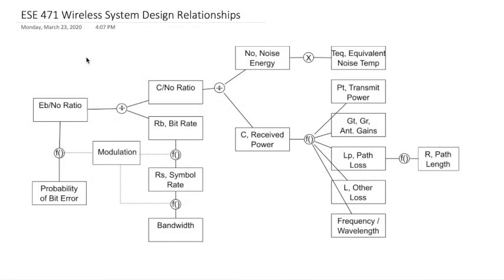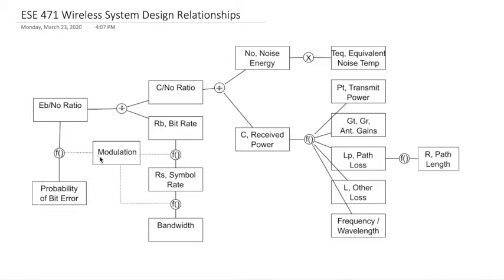This is Neil Patwari. I'm going to talk about a diagram that I've put together that shows how different quantities in the wireless system link budget are related to each other and how we use them to solve problems. On the left-hand side, we see parameters that are dealing with the probability of bit error and the bandwidth.